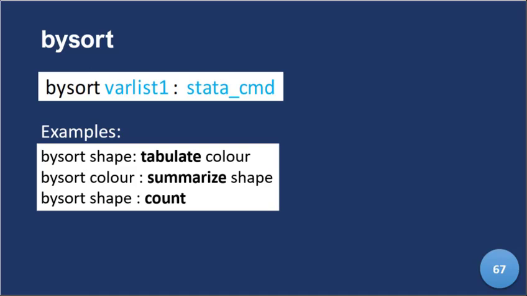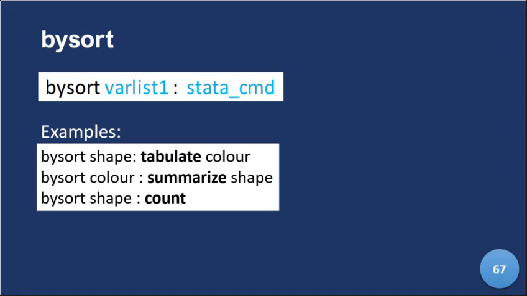So just examples: by sort shape, colon, tabulate color; by sort color, colon, summarize shape; by sort shape, colon, count. So things like that. Please note the colon that comes before the command, and that's why I try to embolden the command.